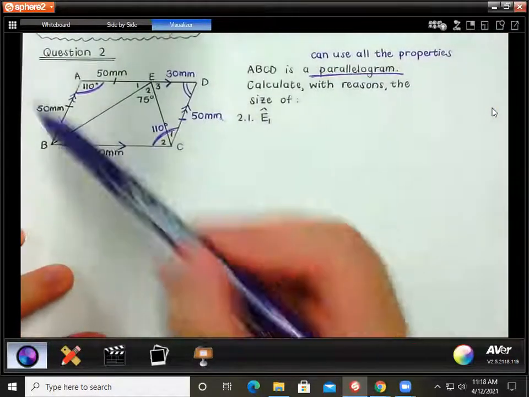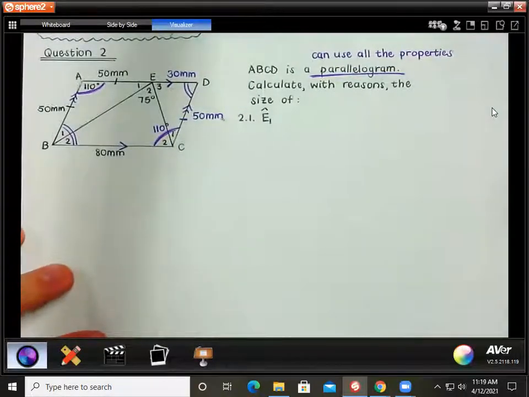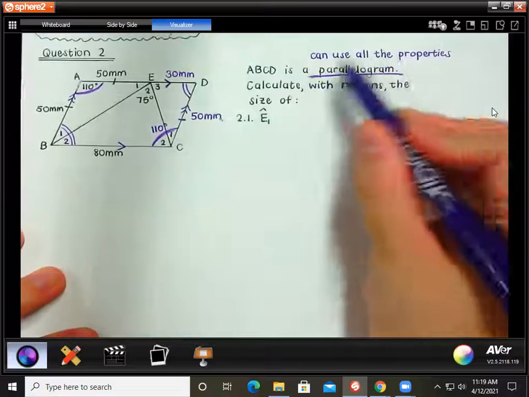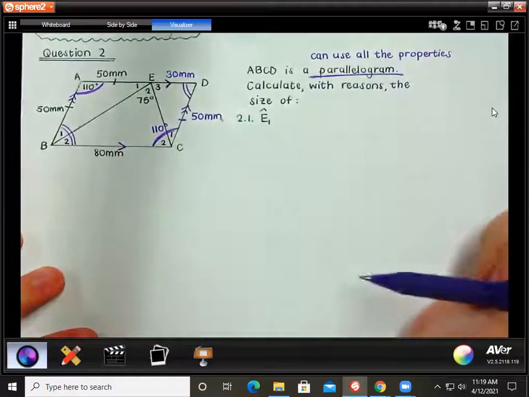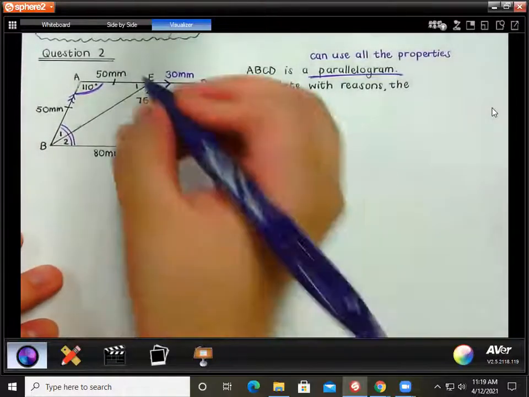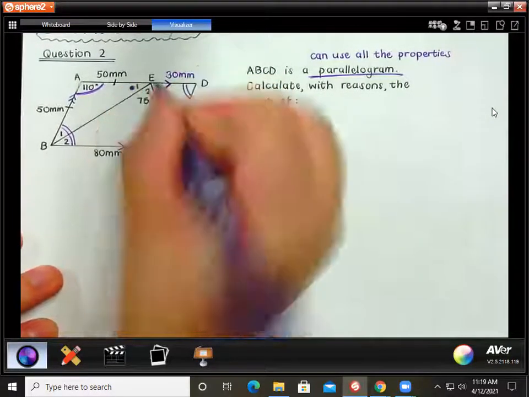Okay, so guys, do we see that we actually have quite a lot of information here, more than we thought in the beginning, just because we know the properties of a parallelogram. Okay, now let's move on. We're going to find E1, which is this angle over here. E1.